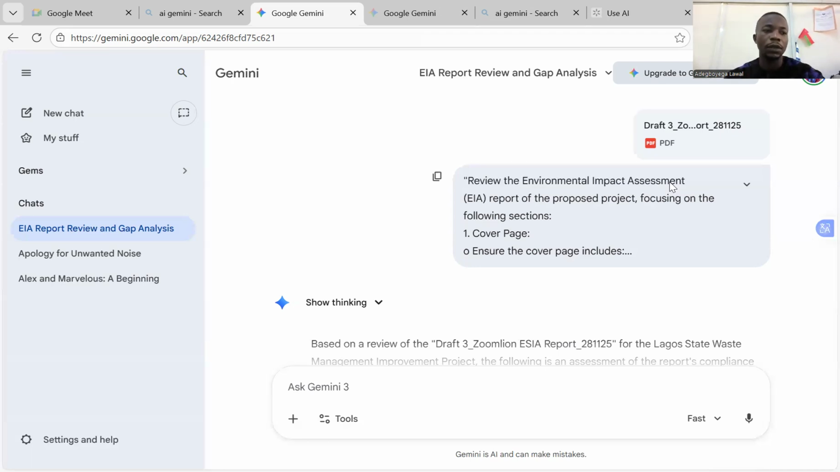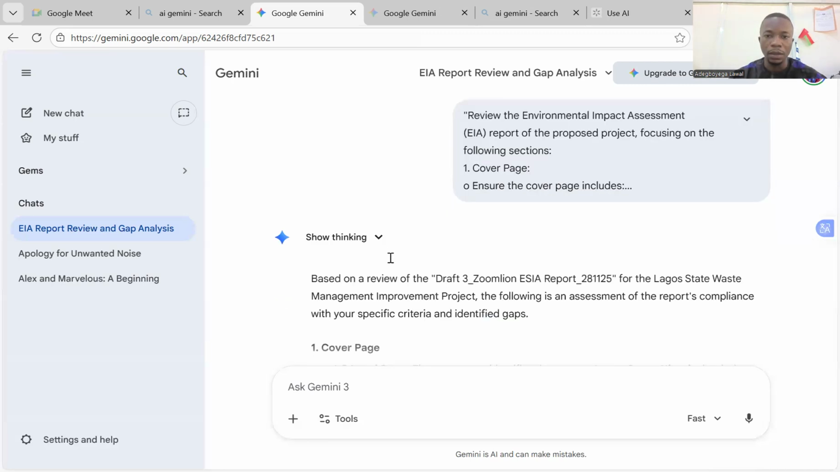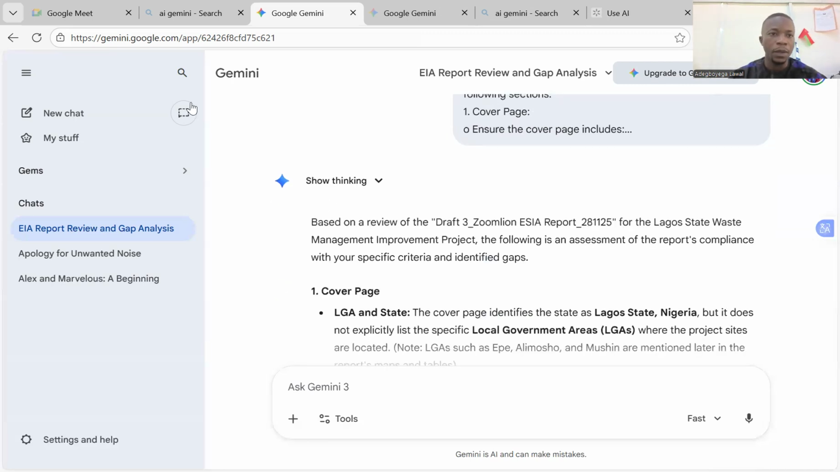Once you click on submit, that is when you now see this particular response. Let me cover this so that you can be able to see it.